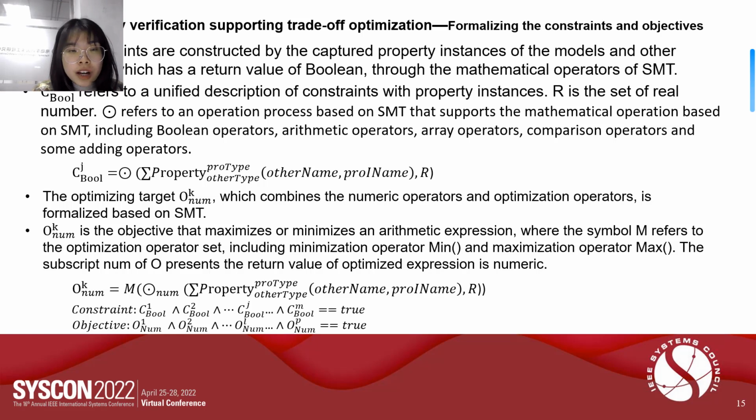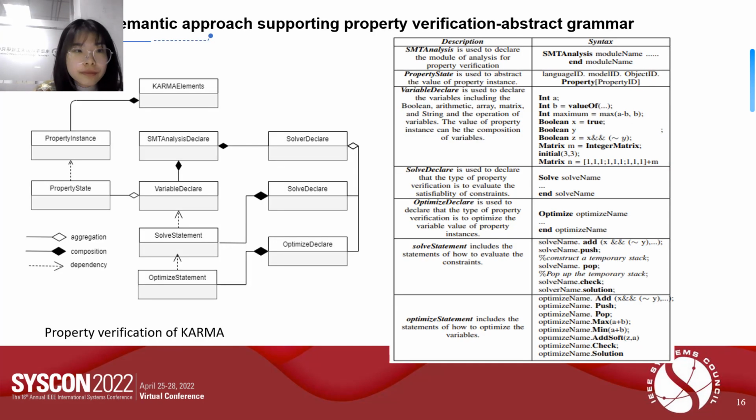And the optimizing target O, which combines the numeric operators and the optimization operators, is formalized based on SMT. O is the objective that maximizes or minimizes the arithmetic expression, where the symbol M refers to the optimization operator set, including the minimization operator and the maximization operator. And by the way, the constraints and objectives are combined by the AND operator.